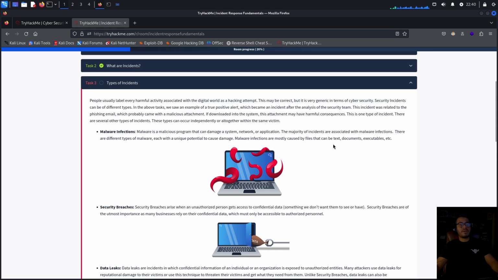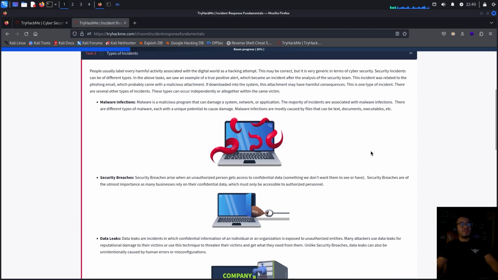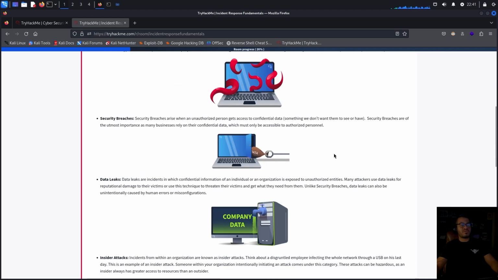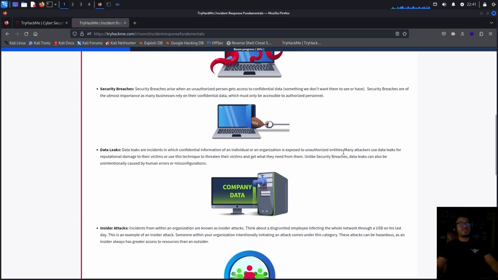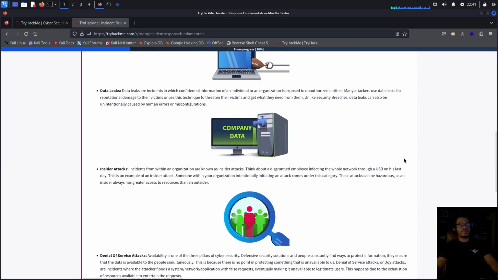These types can occur independently or altogether within the same victim. The malware infections. Malware is a malicious program that can damage a system, network, or application. The majority of incidents are associated with malware infections. There are different types of malware, each with a unique potential to cause damage. Malware infections are mostly caused by files that can be text, documents, executables, etc. Security breaches. Security breaches arise when an unauthorized person gets access to confidential data, something we don't want them to see or have. Security breaches are of the utmost importance as many businesses rely on their confidential data, which must only be accessible to authorized personnel.